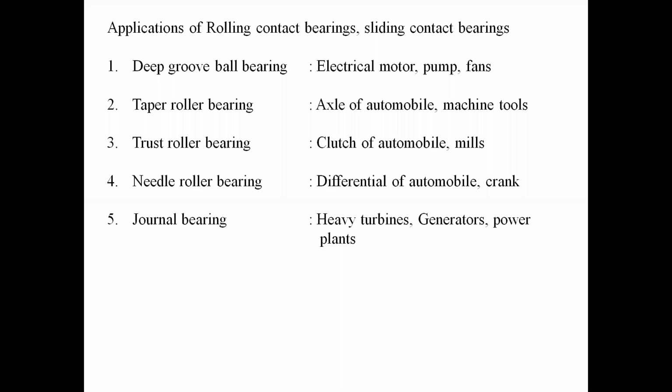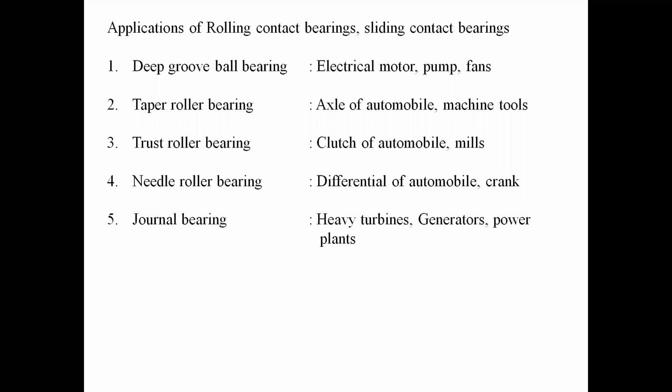As far as taper roller bearing is concerned, for the axle of the automobile or machine tools like our lathe or heavy planer machine, we can say that it requires both radial load as well as axial load. So taper roller bearing is used. In case of clutches of automobiles, or in a simple flour mill, or in case of roller mills, you will find that thrust load is important. That means thrust roller bearing is used. Wherever there is a space constraint, like the differential of an automobile or crank, needle roller bearing is used.